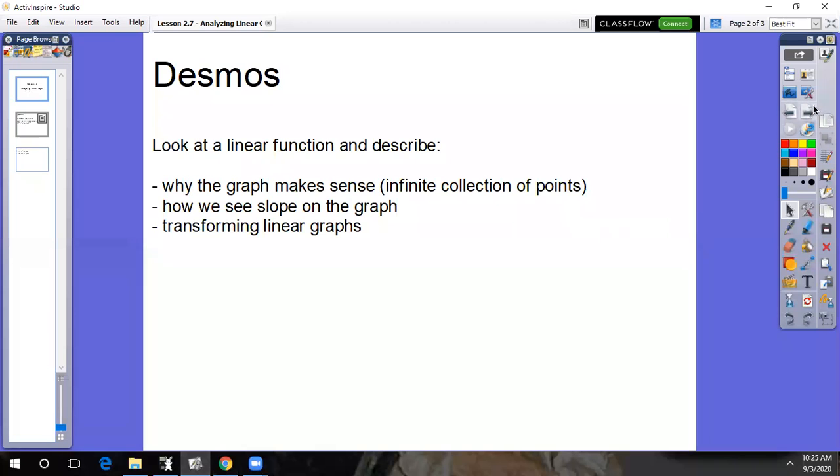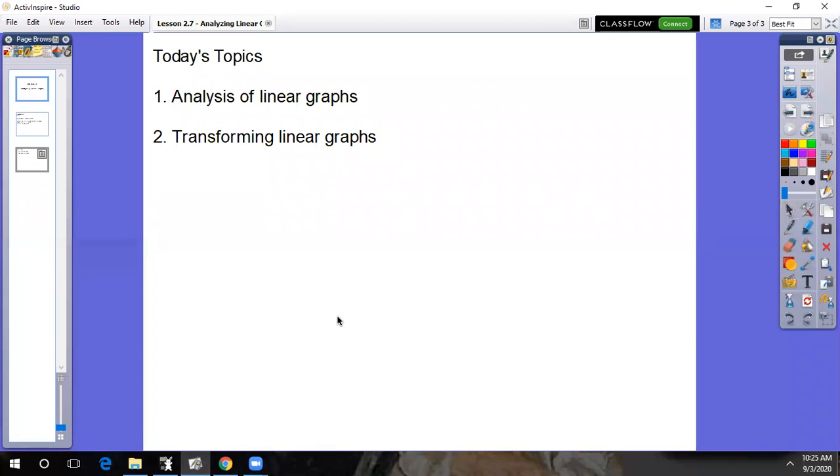So that's really it for today, guys. It was just kind of showing you why graphs make sense, why they look the way they do. One big takeaway that you need to take away from this lesson is that graphs are an infinite collection of points that satisfy whatever the function is, satisfy the relationship given by the function.